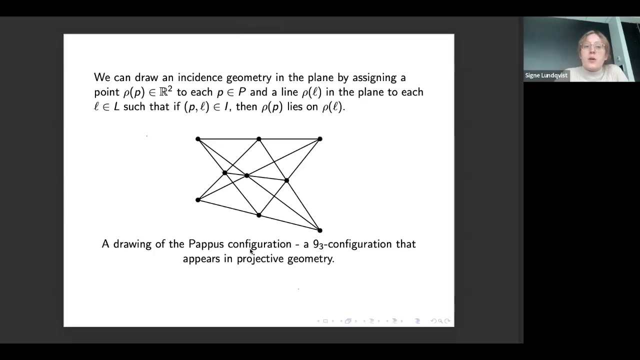And to talk about rigidity properties, we need to have a geometric realization of these hypergraphs. The geometric realization is often just a drawing of the incidence geometry as points and straight lines. So you can draw an incidence geometry in the plane by assigning a point to each element of the point set and a line to each element of the line set, such that if the point and the line are incident, then the realization of the point lies on the realization of the line.